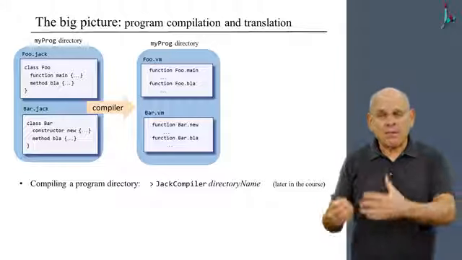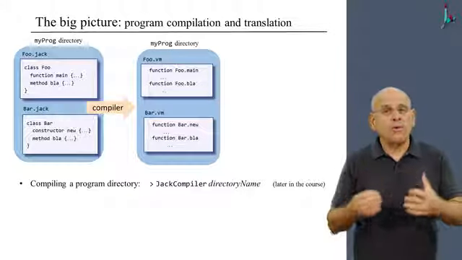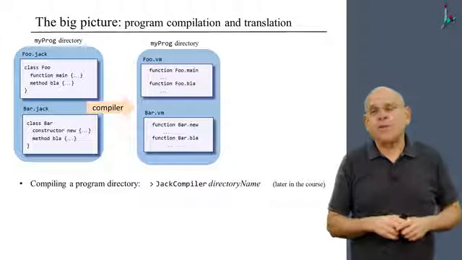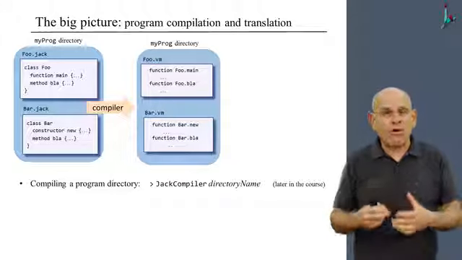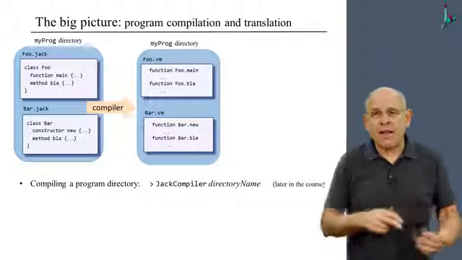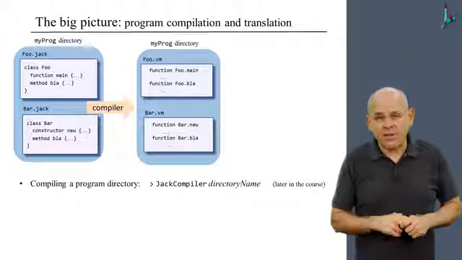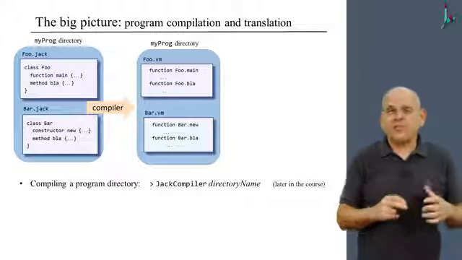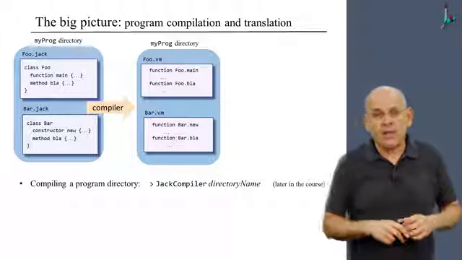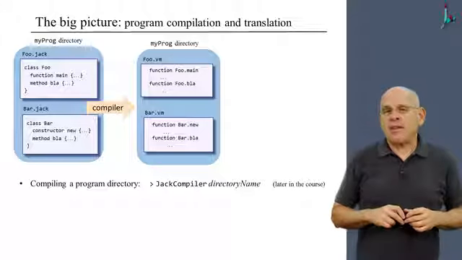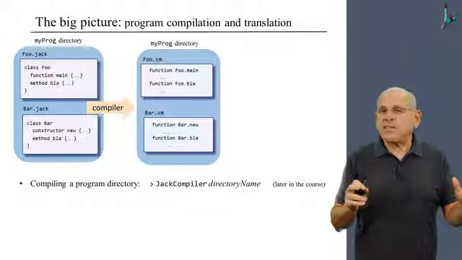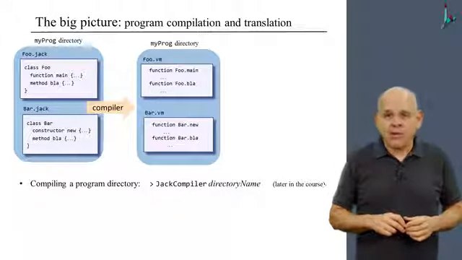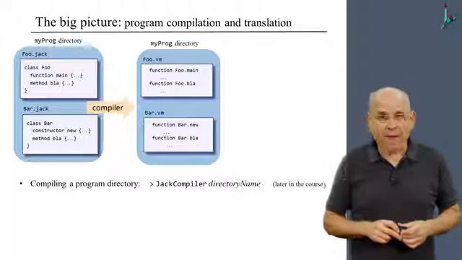And the Jack compiler is going to create, in this example, two new files, which will be the VM translations of the Jack files. So one will be called, by default, foo.vm, and the other one is going to be called bar.vm. And every method, constructor, and function in the source code is going to be translated into a VM function in the target code. Now, this process is something that you don't have to worry about, because we're going to discuss it at length later on in the course when we build the compiler.